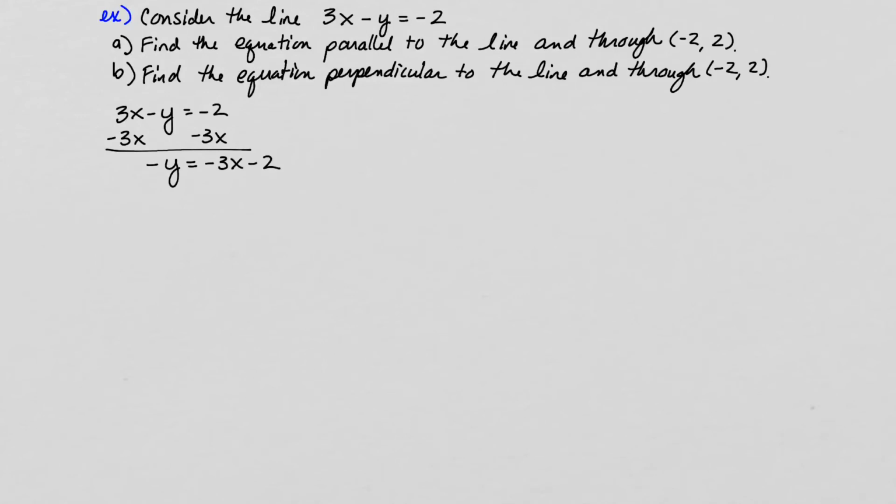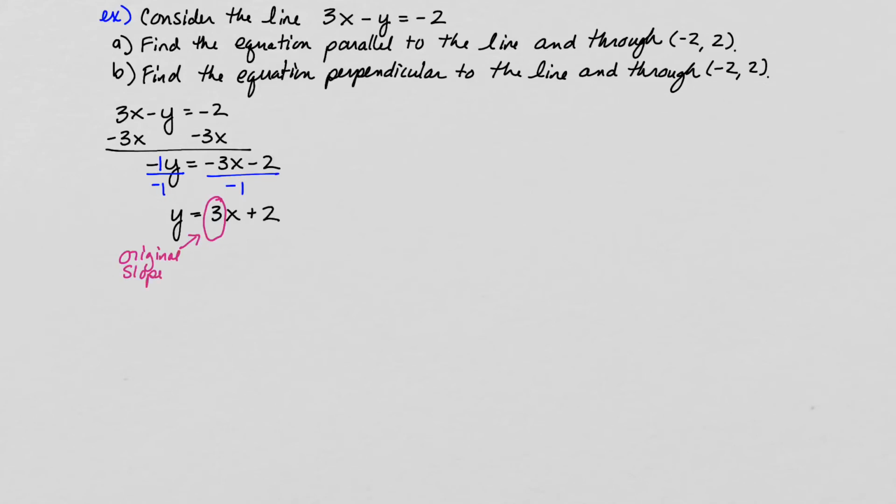And then remember this negative here, it's like you have a negative 1. So you have to divide everything by negative 1. So in the end, we have y equals 3x plus 2. And so that original slope is right here. It's the 3, right? So this is the original slope.